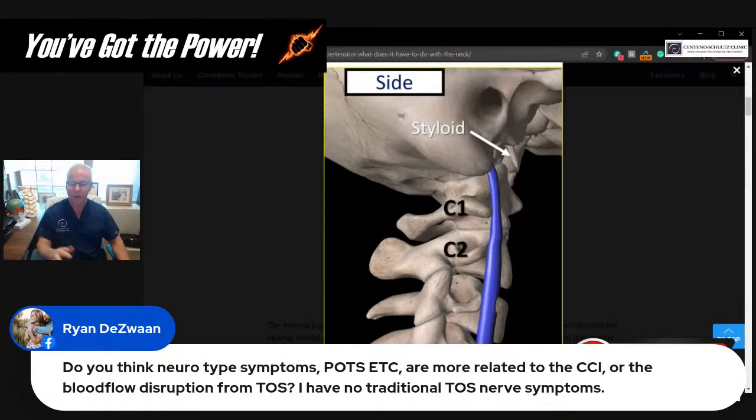So normally TOS is not generally considered related. Now, there is someone out there that believes that TOS could be related to some of these internal jugular vein issues that we see upstream in the neck. Could be. That person hasn't done this kind of study that we're talking about. So we'll see where that kind of thought goes over time. But right now, this is normally considered to be more related to CCI than TOS.